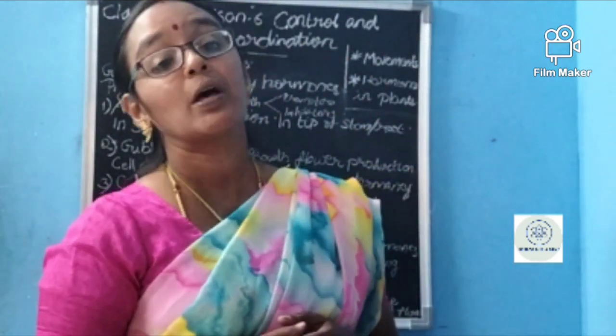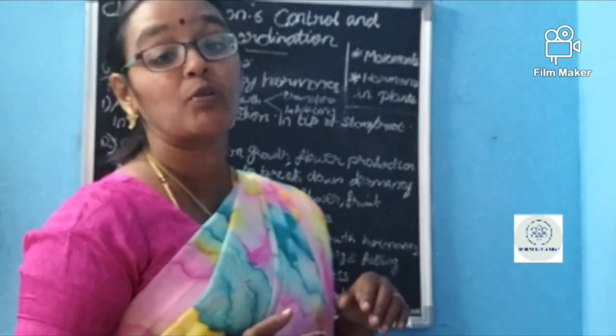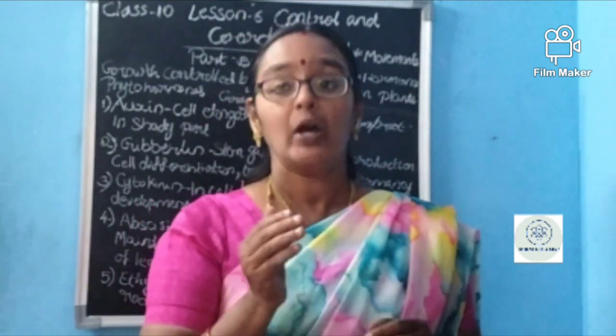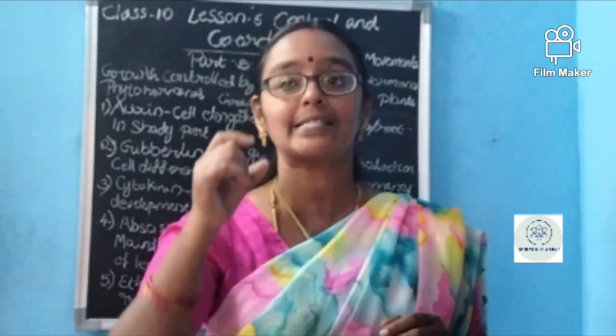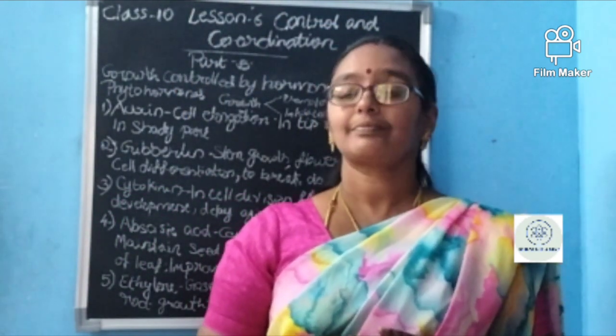For what purpose is this plant hormone auxin helping? This plant hormone auxin helps with the elongation of the cells. Cells will be elongated more. Where the auxin is secreted, that cell will elongate more. Okay. How is it helpful for the plant?